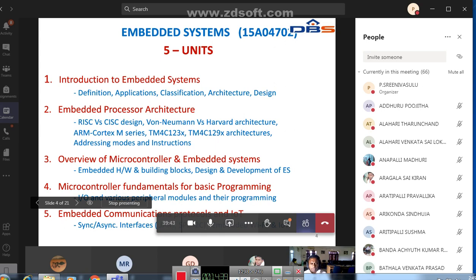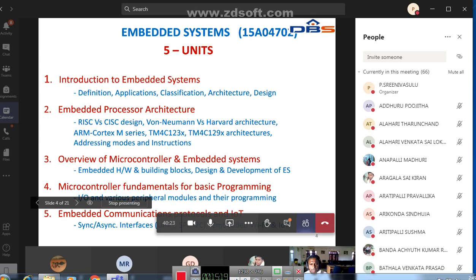In the third unit, overview of microcontroller and embedded systems. So here how these microcontrollers are used to design an embedded system, we are going to see in the third unit. Okay, so that is embedded hardware and building blocks. Hardware means what? What is the microcontroller and what is the additional circuitry you need to design the embedded systems. Okay, design and development. In the design, how to design an embedded system for a specific application, and after designing, the development phase will be there, and that will be dealt with in the third unit.